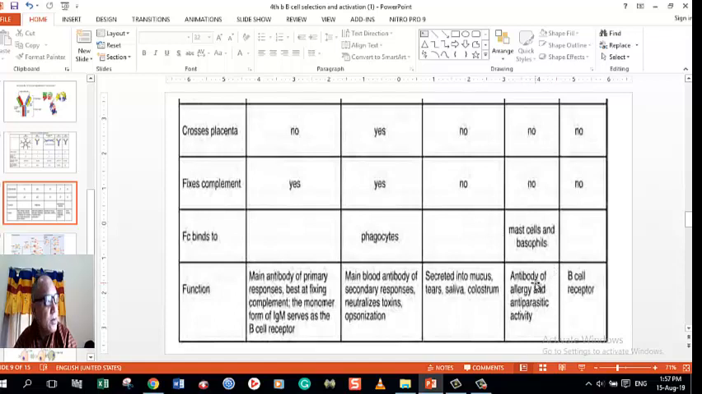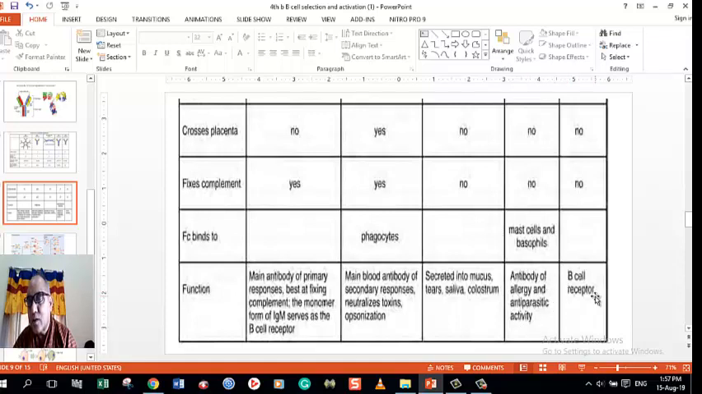IgE is all about allergy, because if you look at those persons who are suffering from allergies, these IgE antibodies are produced so much, and that causes trouble to the person who has the allergy.